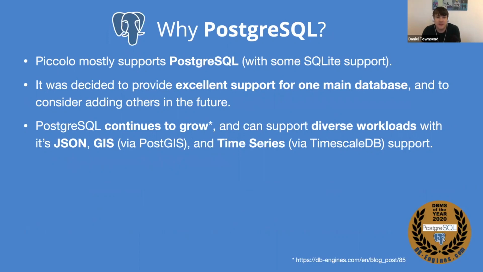And why Postgres? I'm talking to a data conference, so I'm sure you all love Postgres just as much as I do. Piccolo mostly supports Postgres. We decided to really buckle down on Postgres support because it is such an excellent database and it is so feature rich. Postgres continues to grow. It won DBMS of the Year in 2020. And even though it's been around for so long, the feature support is really remarkable. It can support JSON, GIS using the PostGIS extension, and more recently, time series via TimescaleDB. So the hope is we can support a lot of these features in the future with Piccolo.